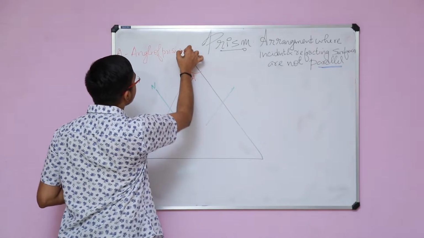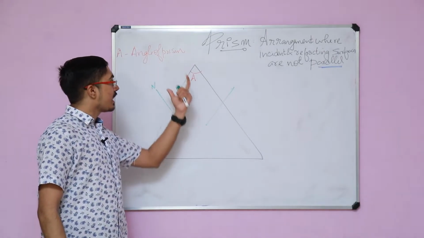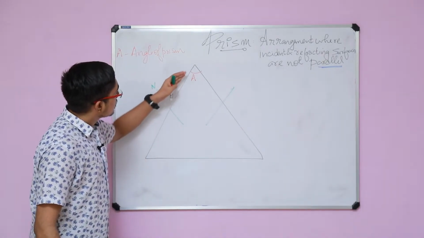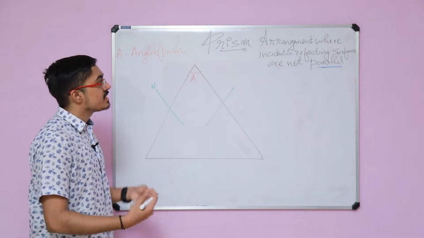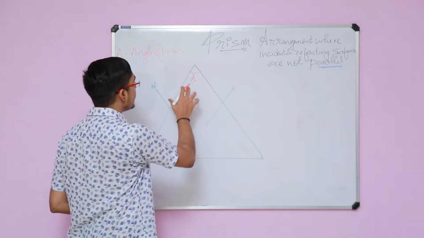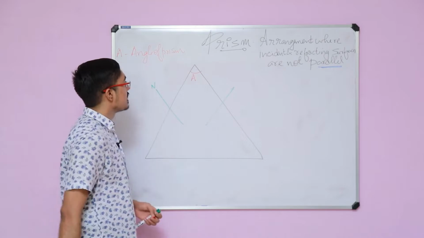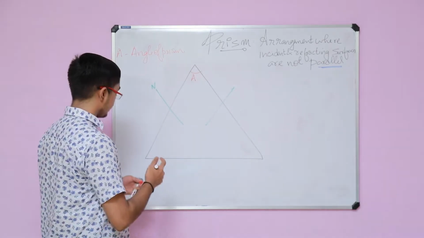How will you define the angle of prism? Angle of prism is the angle which the incident surface and the refracting surface make with one another. So the angle between the incident surface and the refracting surface is called the angle of prism.